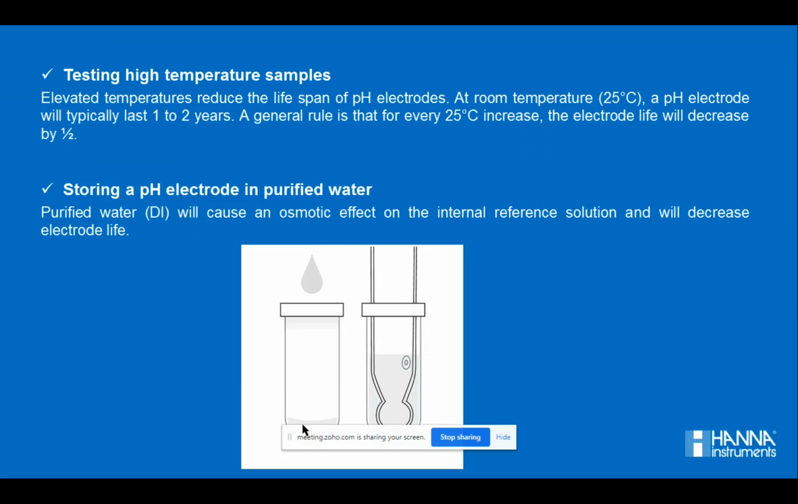And according to a general rule, for every 25-degree increase in temperature at the time of measurement, the life of the pH electrode is reduced by half. Thus, if you have measurements at say 90 or 95 degrees, you might observe the electrode lifespan is only 1 month or so. Why? Because electrodes do not respond correctly after continuous exposure to high temperatures.